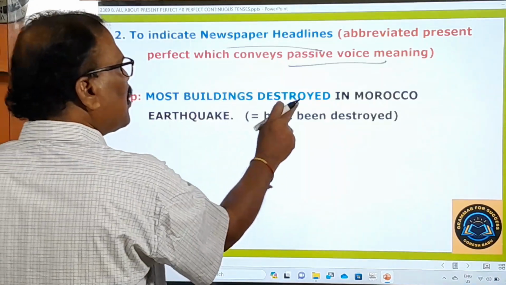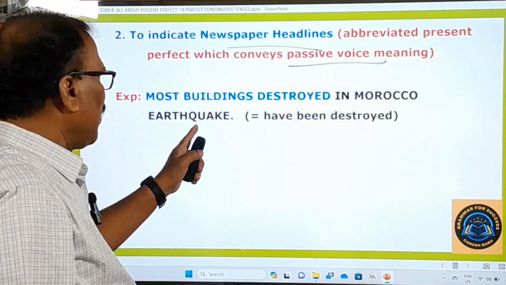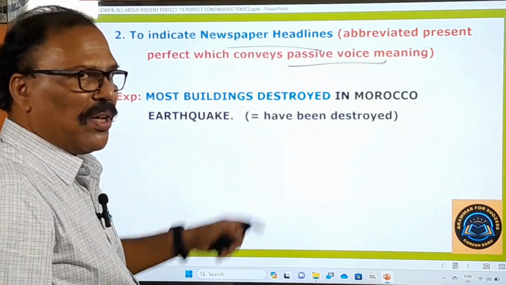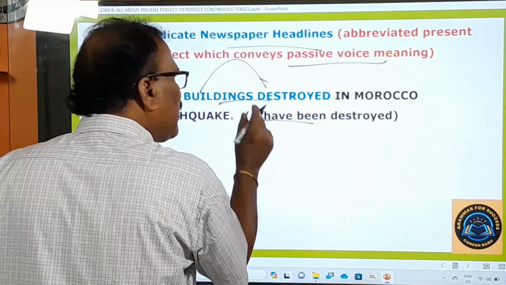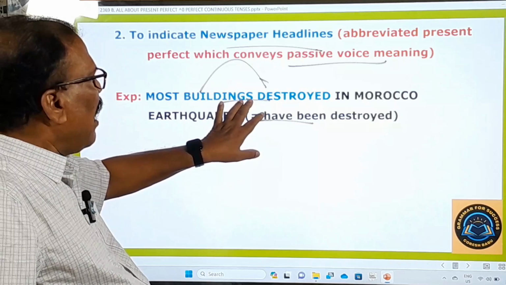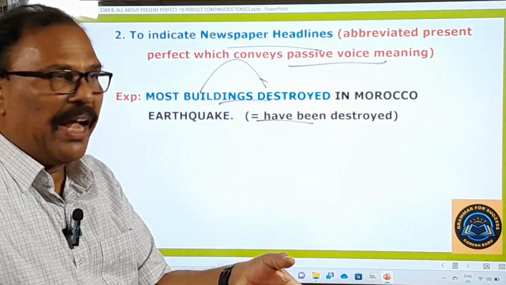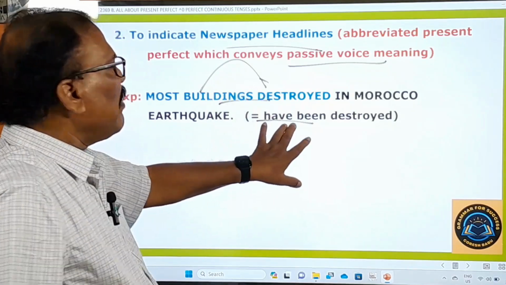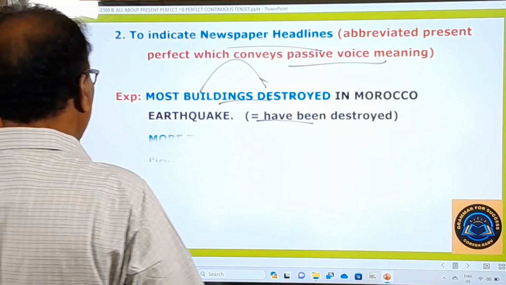Most buildings destroyed in Morocco. In the recent earthquake, in the Morocco earthquake, what happened? Most buildings destroyed. Most buildings destroyed means what? Most buildings have been destroyed. That is the meaning of this word. So here in this headline, this present perfect tense is given in the abbreviated form, and whenever it is given so, it conveys the passive voice meaning, right? And now let's take up the other examples.